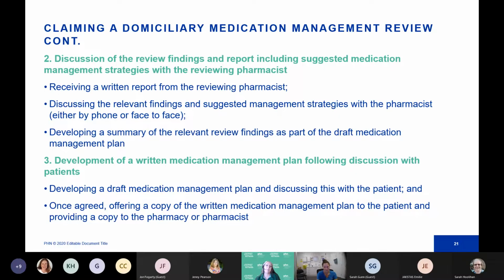Claiming the medication review is a 3-step process, and you start by issuing the referral to the pharmacist. You discuss the review findings and the report, including any suggested medication management strategies, with the reviewing pharmacist. They will send through a report, you will read it, and then have that discussion or report back to the pharmacy on what you think, whether you agree or disagree. And then you would have a discussion of the written management plan following a discussion with the patient. At that last step, that's when you would be billing the medication review.